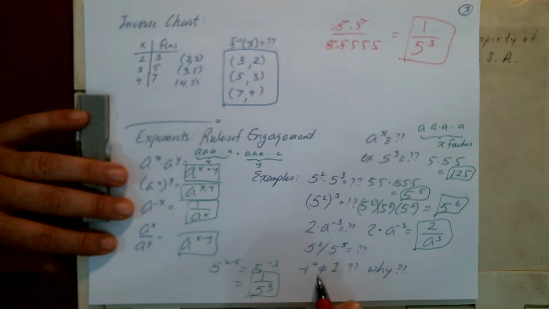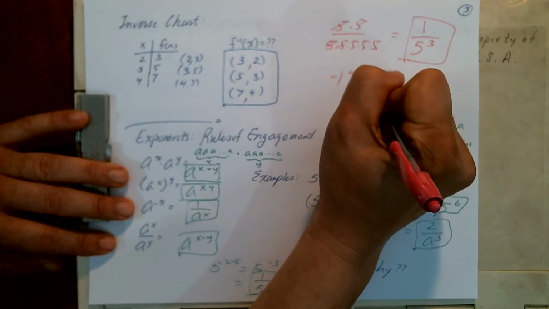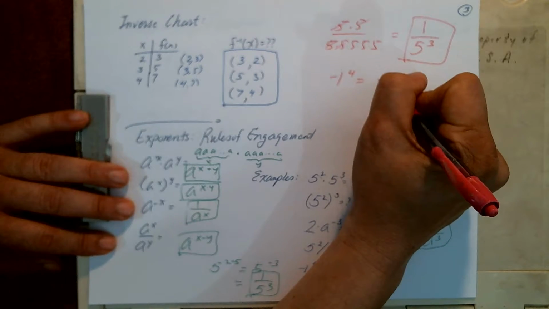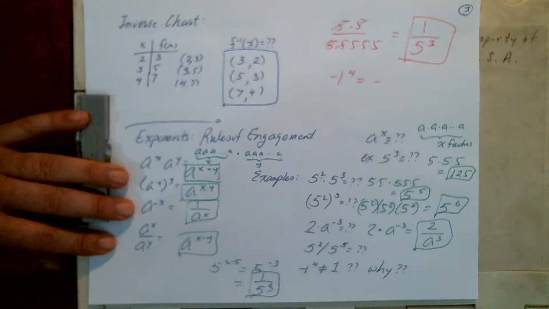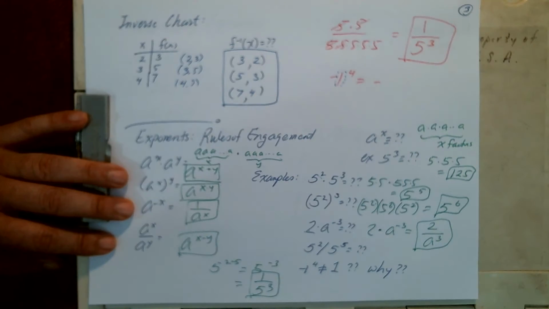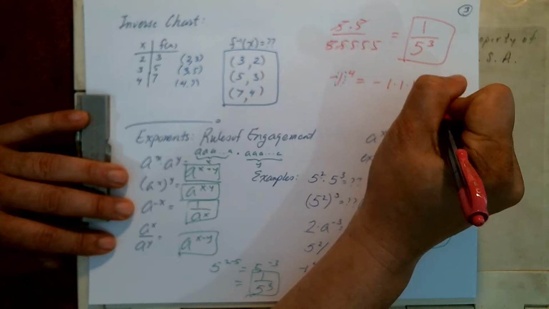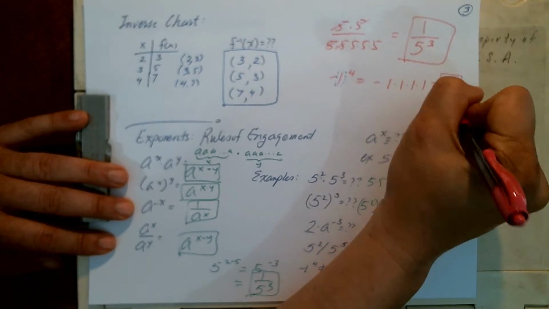Okay, so how do we do something like this? Negative 1 to the 4th. It's the same thing as negative, there's a hidden parentheses just around the 1. So it's negative 1 times 1 times 1 times 1, which is negative 1.